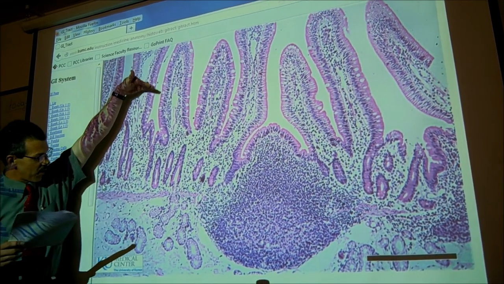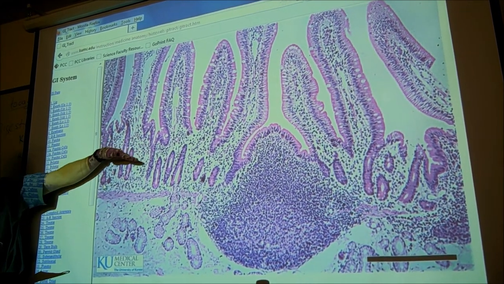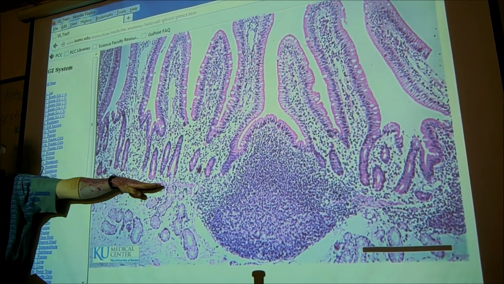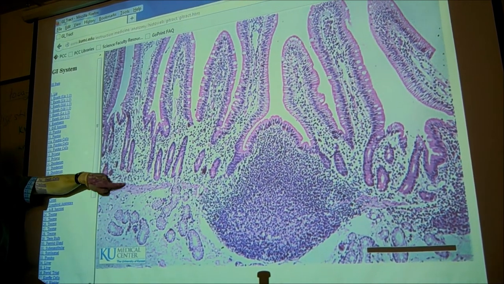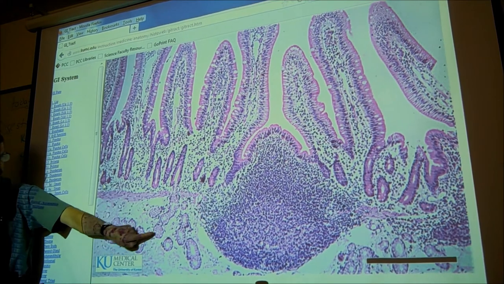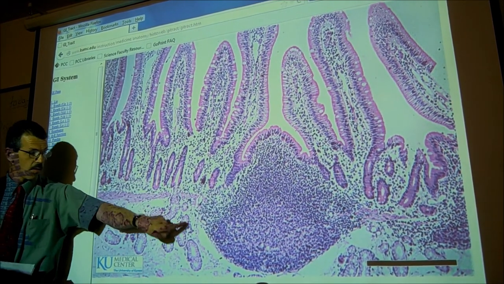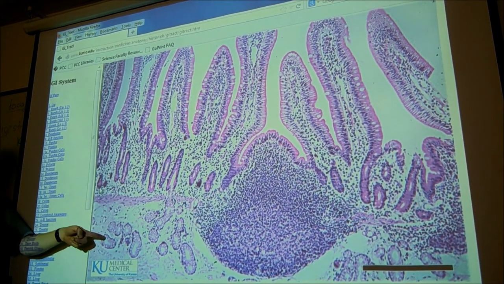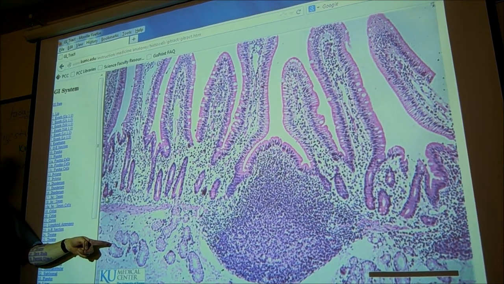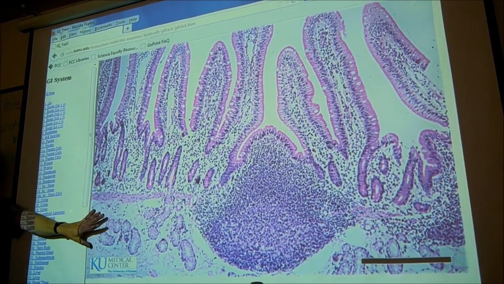Okay, so what you're going to do, when you know it's a small intestine, you're going to take your eyeball, and you're going to go all the way down to the submucosa, which is under this red line. And you look in here. What are these things here? If this was a trachea, what would you say those were? Glands. So these are glands.